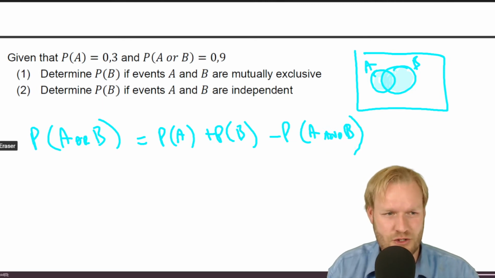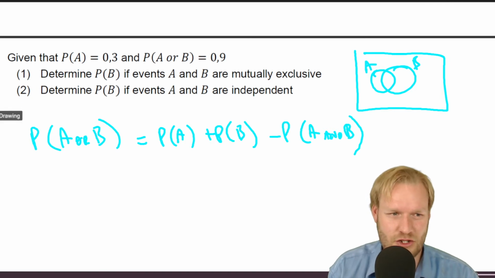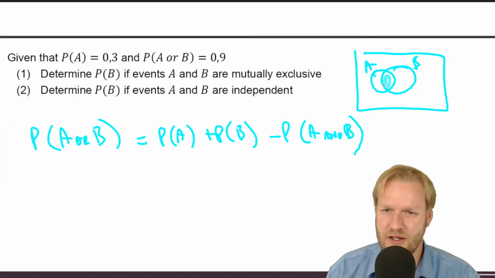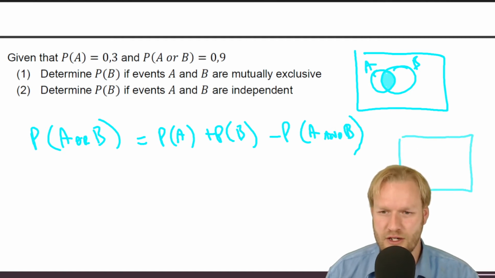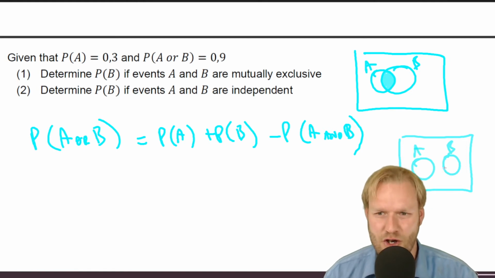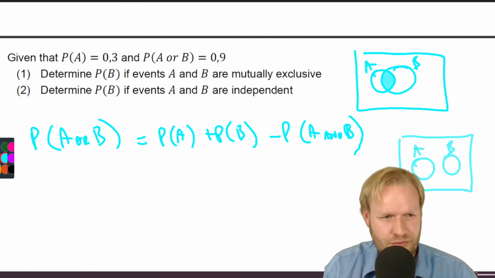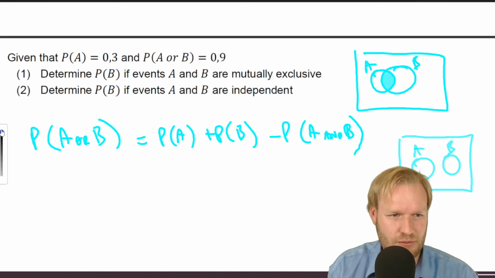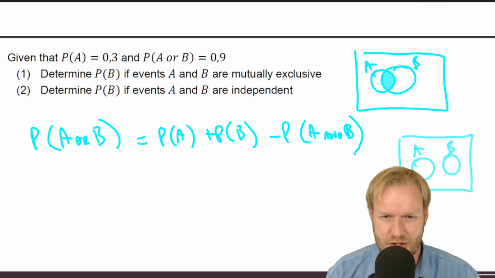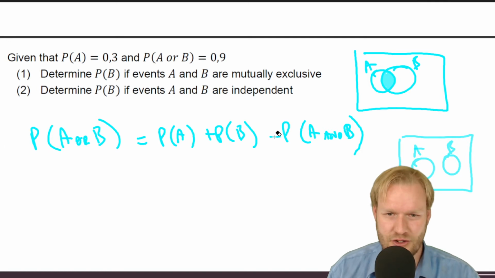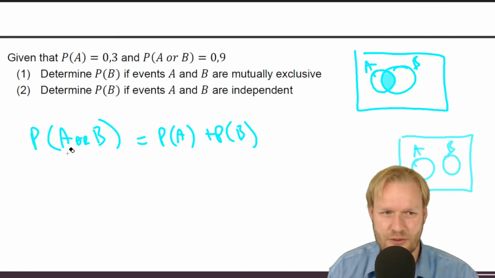So in this first question, what we're told is that these events are mutually exclusive, which means that this section in the middle here is actually 0. So how you may draw this in an Euler diagram is to draw A, B, where there's no overlap because there's no probability. So if we just use our beloved formula here, this part is 0, so in other words, we can just subtract it because we're subtracting 0.